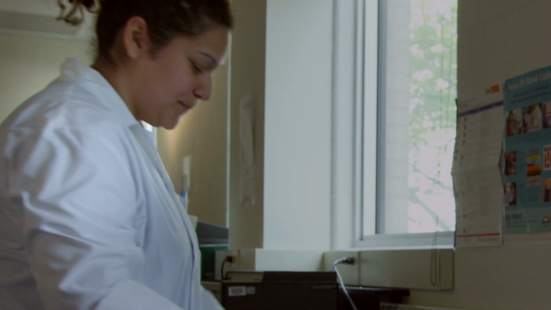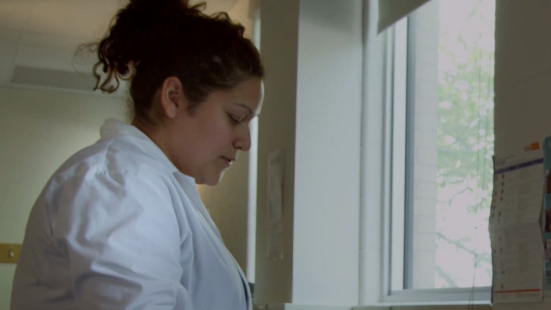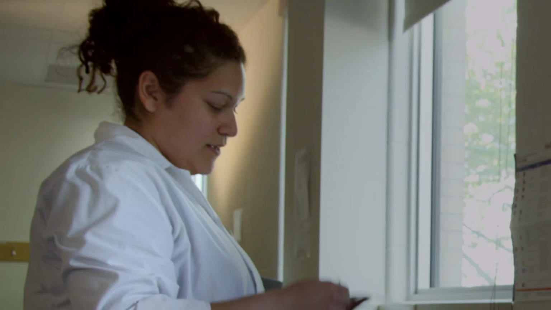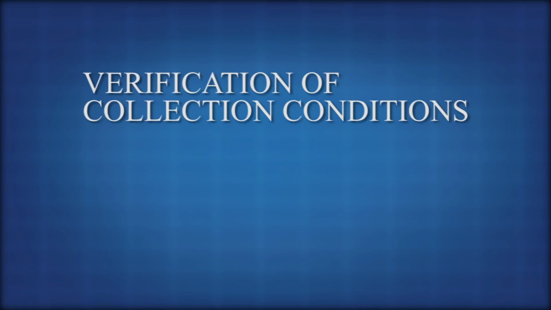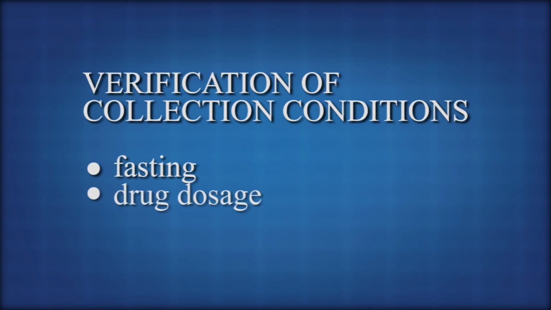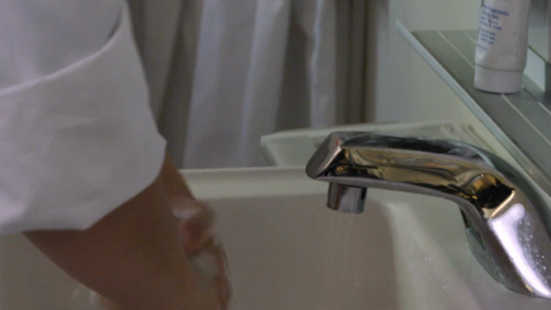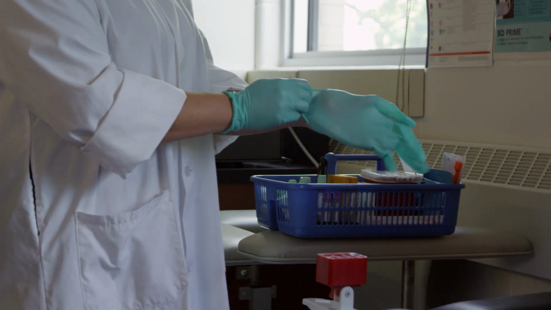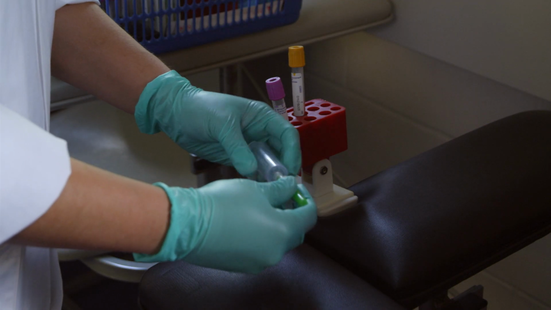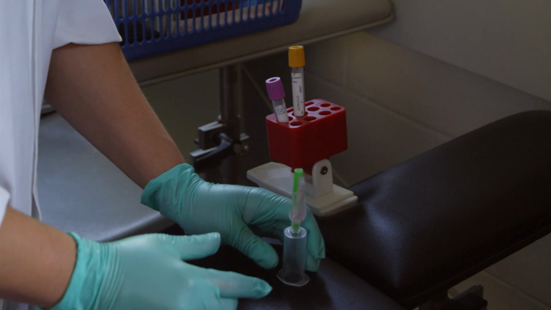The phlebotomist should introduce themselves and verify patient identity. They should then briefly explain the procedure. There will be a verification of collection conditions, such as fasting or drug dosage. For purposes of infection control, the phlebotomist will wash their hands with either soap and water or a hand sanitizer and put on gloves. All equipment which is single-use will be assembled.